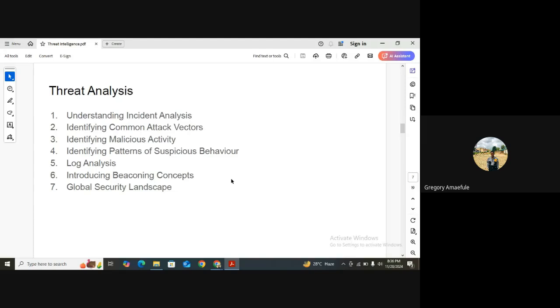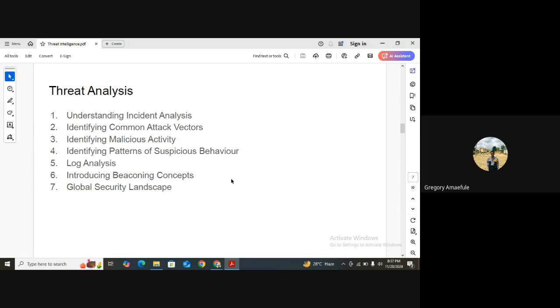So, as I said earlier, we have three subdomains of threat intelligence. We have threat analysis, which involves trying to understand and interpret potential active threats that are posed to our organizations. Then also we're trying to understand a threat actor's motivations for attacking our organization.